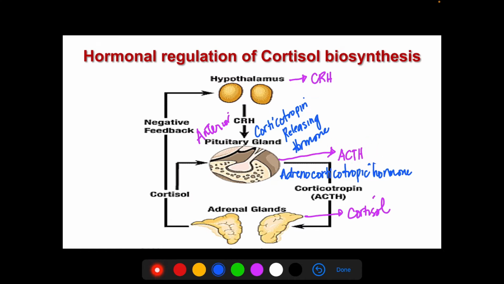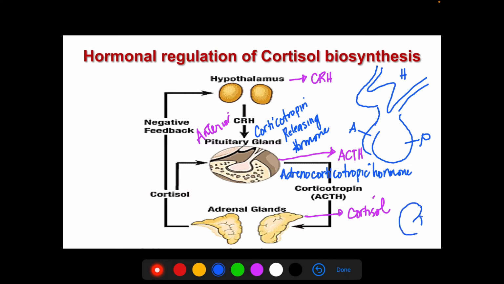To illustrate that, for example, you have here your hypothalamus. The hypothalamus is connected to your pituitary gland. So this is your pituitary gland. This is the anterior pituitary gland, and this one is the posterior pituitary gland. This one is the hypothalamus. Of course, your adrenal gland is located on top of your kidney. So this is your adrenal glands.